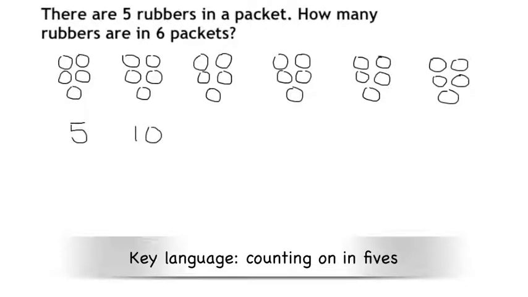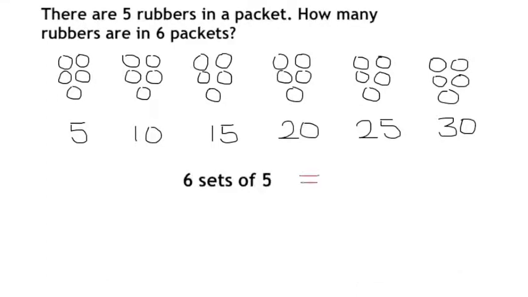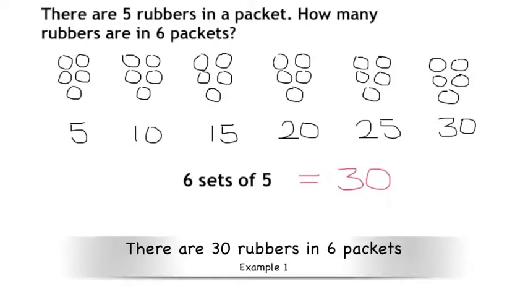5, 10, 15, 20, 25, 30. So 6 sets of 5 equals 30. There are 30 rubbers in 6 packets.